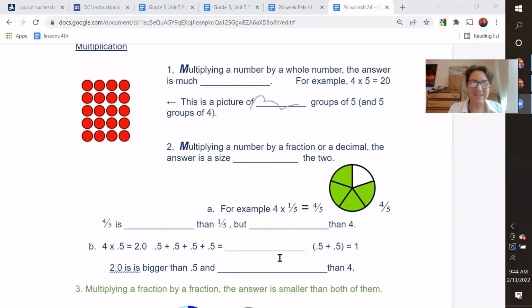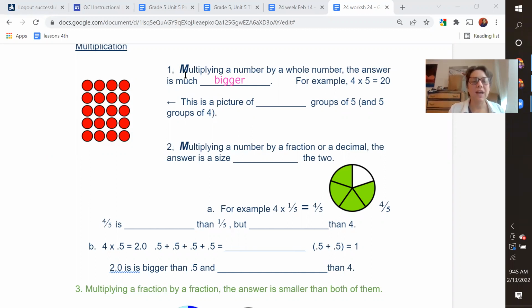As you can see, it says multiplying a number by a whole number. The answer is much what? For example, 4 times 5 is 20. So I'm looking for bigger or smaller. I'm talking about that 4 and 20. The answer is bigger or smaller than the original numbers. So of course, right here, you're going to write bigger, B-I-G-G-E-R. So that part's easy.